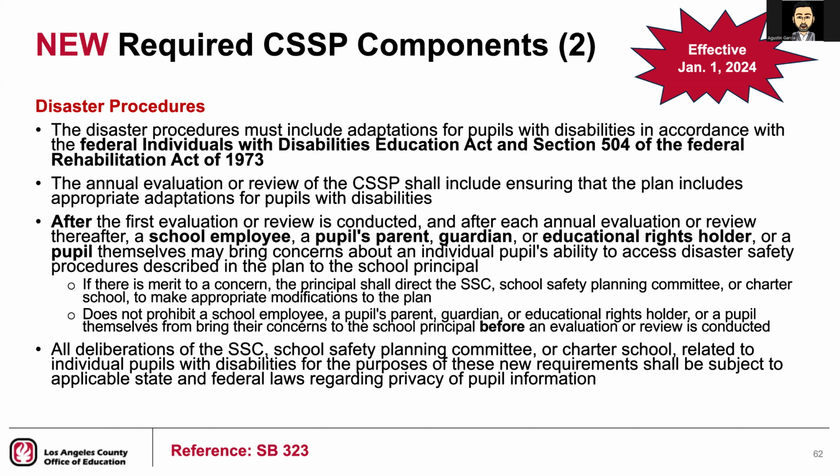If it is determined that there is no merit to the concern, then the school principal must direct the school site council, school safety planning committee, or charter school to appropriately modify the school safety plan. And lastly, language was added to the Ed Code stating that all school site council, school safety planning committee, or charter school discussions related to individual students with disabilities for the purposes of these requirements are subject to state and federal laws regarding privacy of student information.